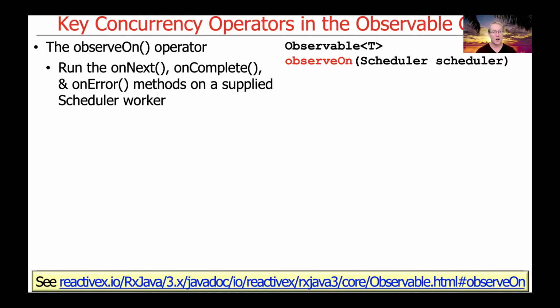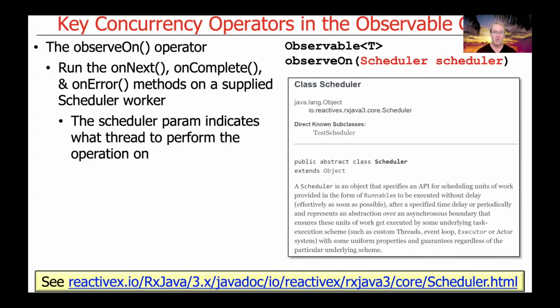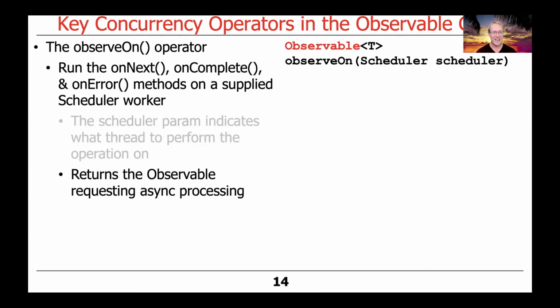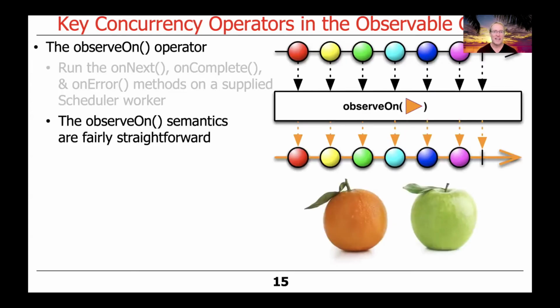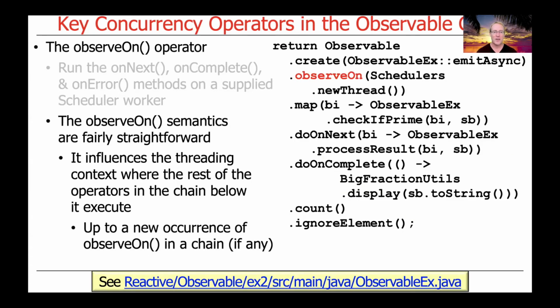Let's now turn our attention to the observeOn operator in RxJava's Observable class. This arranges to run the onNext, onComplete, and onError methods or signals on a supplied scheduler worker. As before, this scheduler parameter indicates what thread to perform the operation upon. Once again, what's returned is an Observable that's requesting asynchronous processing. Mercifully, the semantics of observeOn are a little bit more straightforward than the ones for subscribeOn. In particular, it simply influences the threading context where the rest of the operators in the chain below it will execute, up to a new occurrence of observeOn in that chain if it occurs later at all.